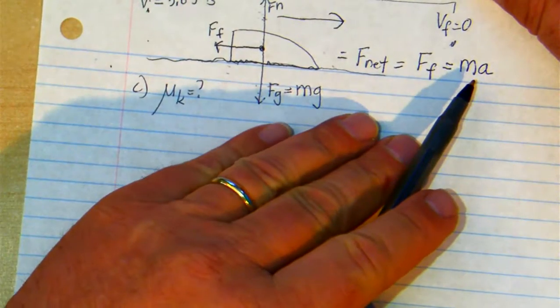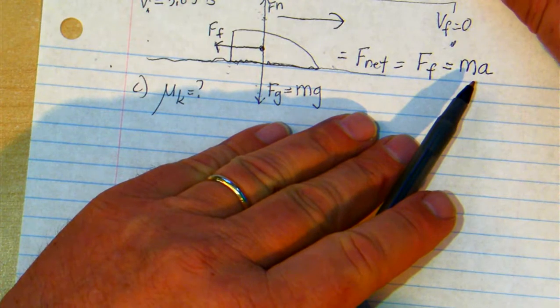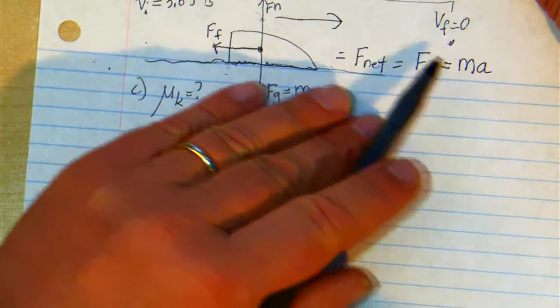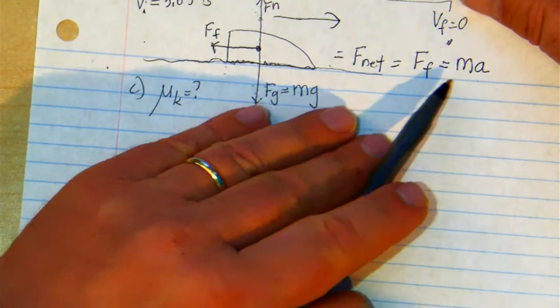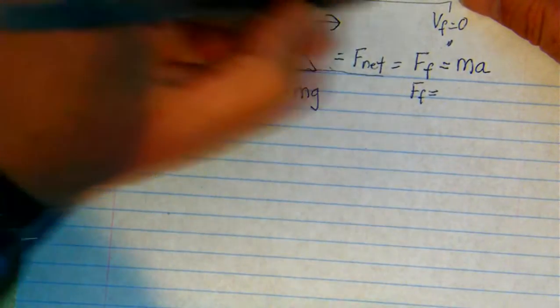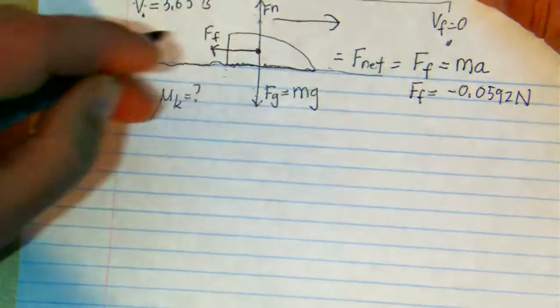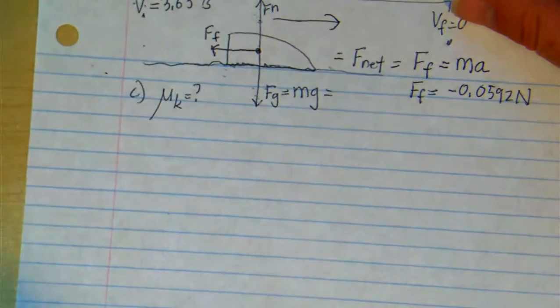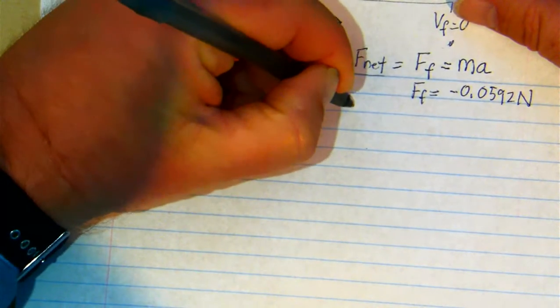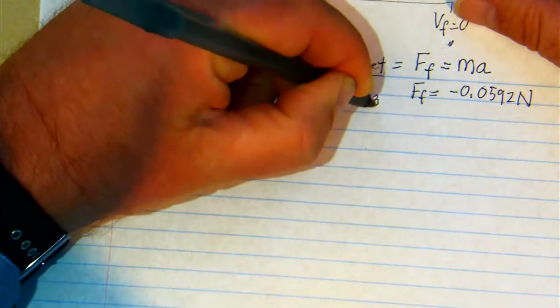The force of friction was the mass of the car times its acceleration. We had worked out previously that the acceleration was negative 1.69 meters per second squared. The mass was given at 35 grams, and therefore we have the force of friction is equal to negative 0.0592 newtons, while the weight of the car is 35 grams times 9.8 meters per second squared. The weight of the car is 0.343 newtons.